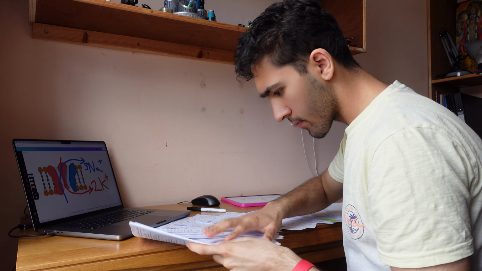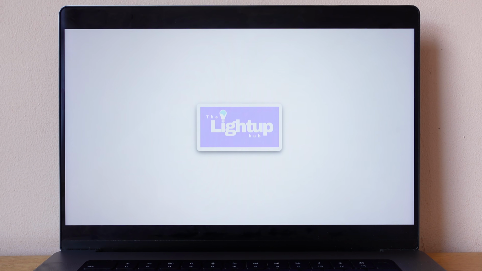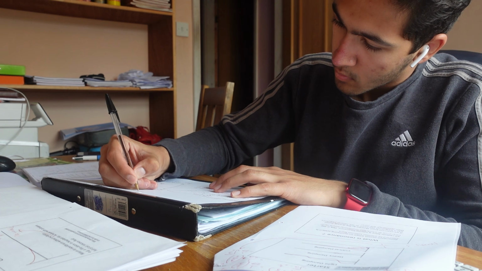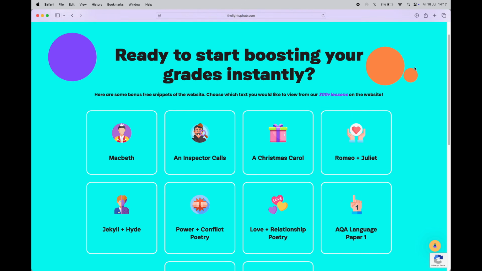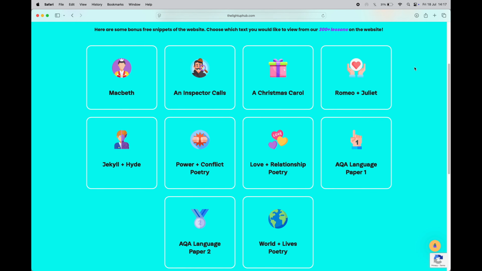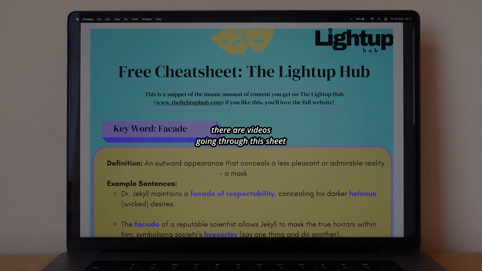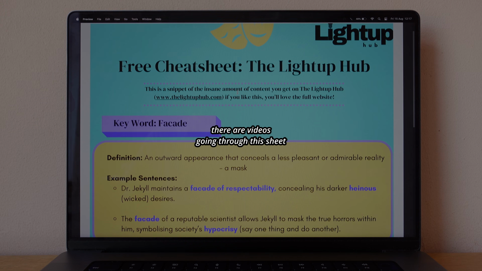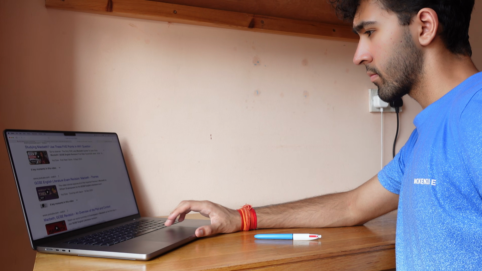One other website someone in the comments recommended to me was the Light-Up Hub. You do need to pay for most of the resources, but there are free cheat sheets for the following texts, which are just videos going through a few keywords, quotes, and using those for an exam question. I much prefer to use YouTube channels for English though.